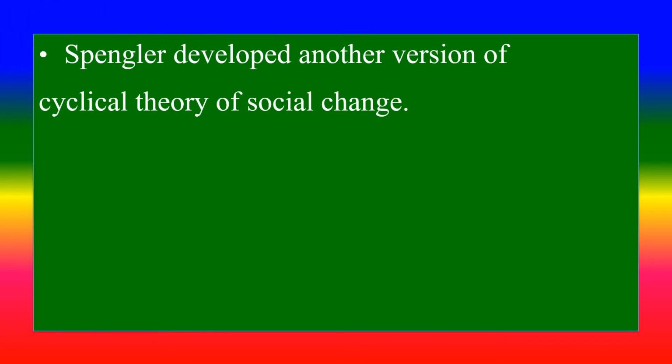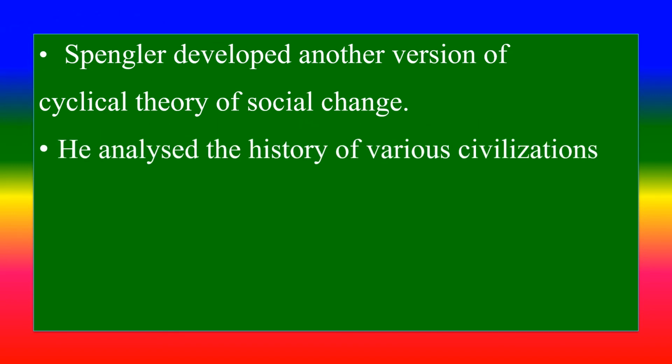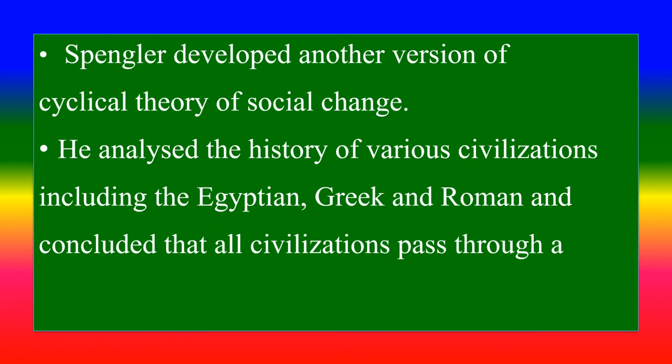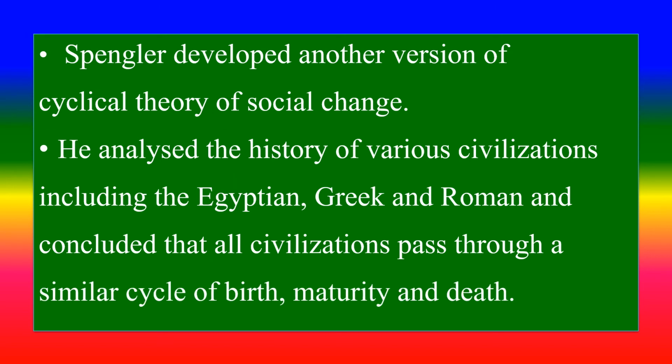Spengler developed another version of the cyclical theory of social change. He analyzed the history of various civilizations, including the Egyptian, Greek, and Roman, and concluded that all civilizations pass through a similar cycle of birth, maturity, and death.